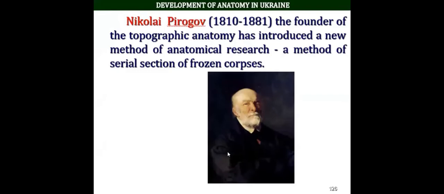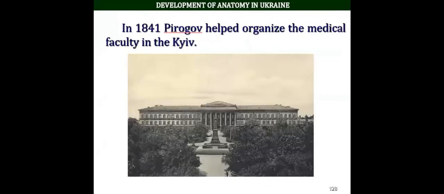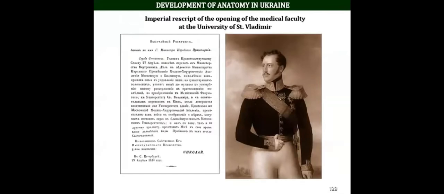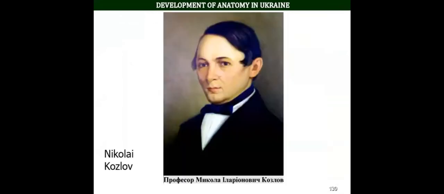Nikolai Pirogov, the founder of topographic anatomy, introduced a new method of anatomical research, a serial section of frozen corpses. But that's not all. In 1841 Pirogov helped organize the medical faculty in Kiev, and in that year the first lecture of human anatomy was given by Nikolai Kozlov.